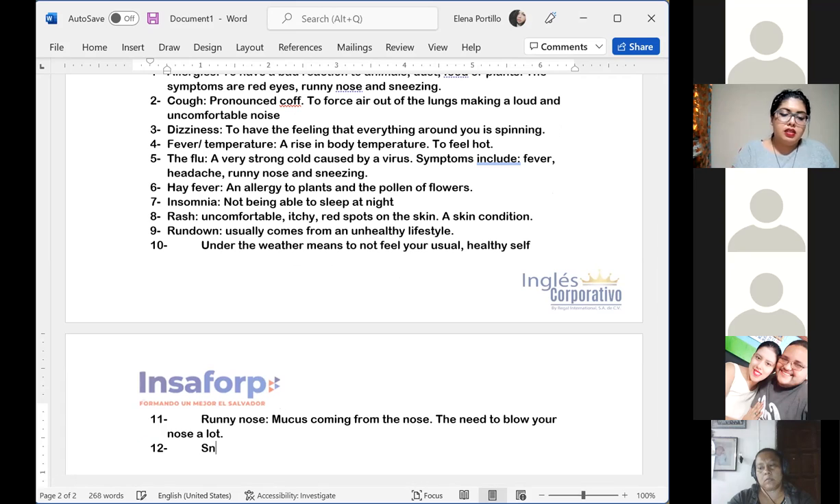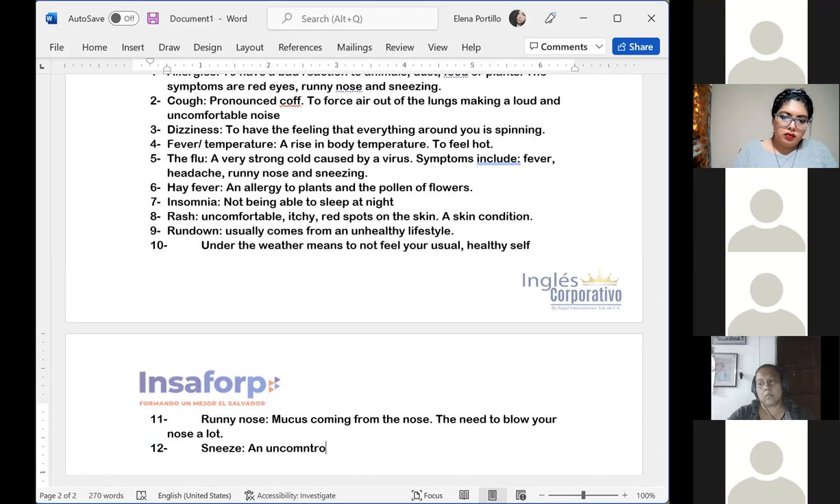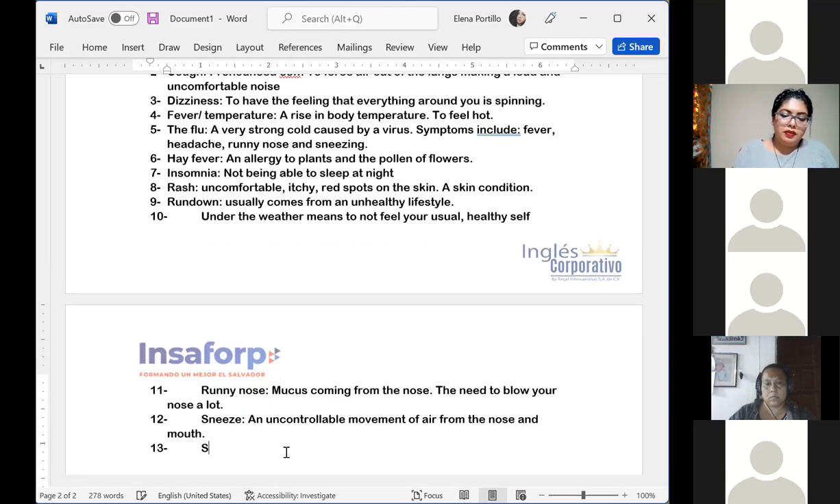Number 12, sneeze. An uncontrollable movement of air from the nose and mouth. Sunburn.